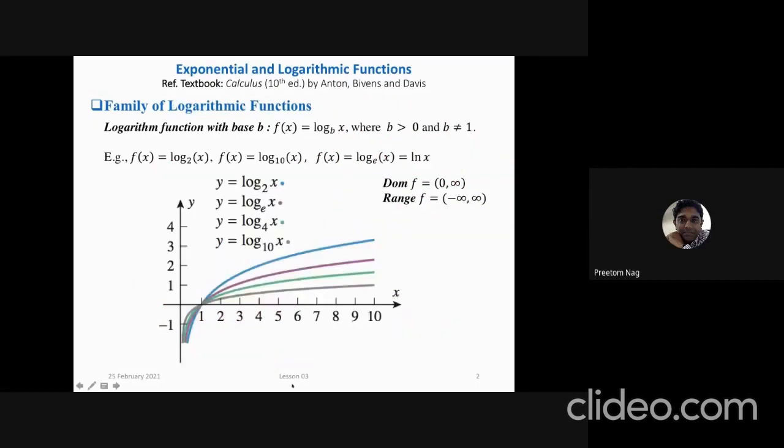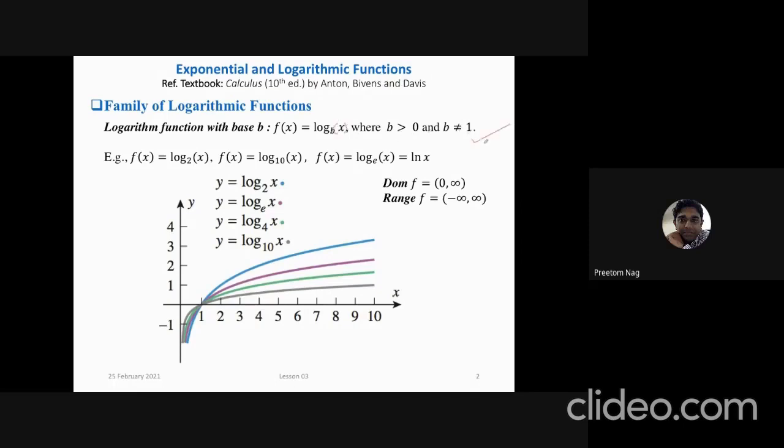If we look at the logarithmic functions, the expression is log x base b. Here x is the input, and the base should always be fixed. Base b is always greater than 0 and b is not equal to 1, same as the exponential function.